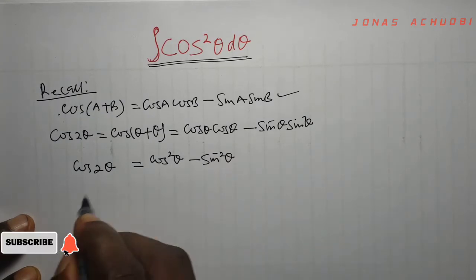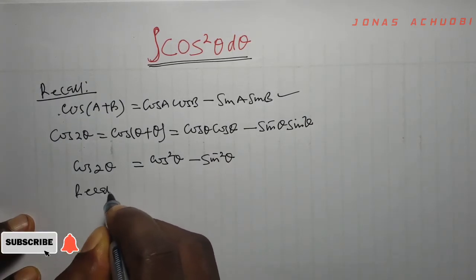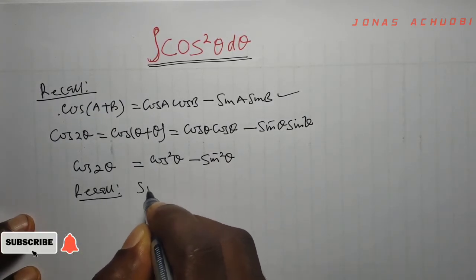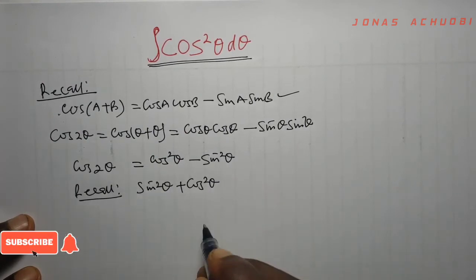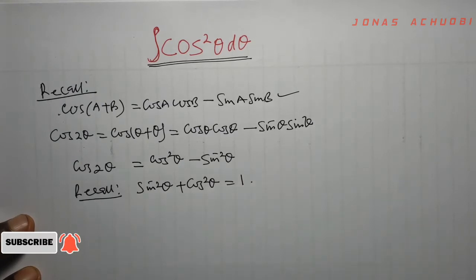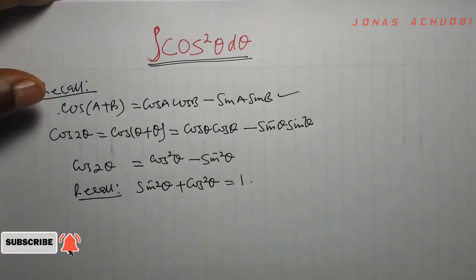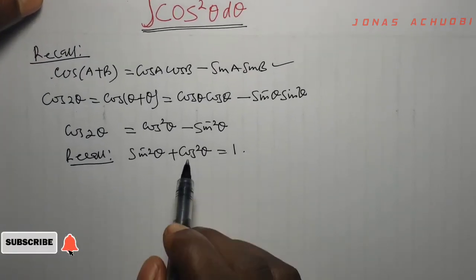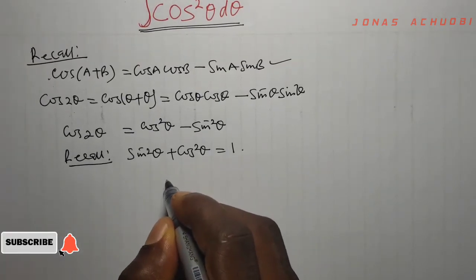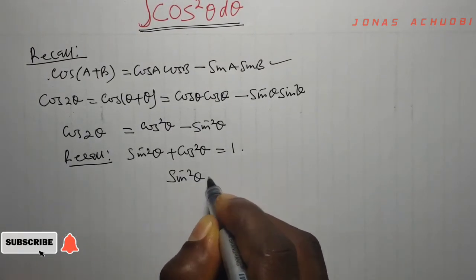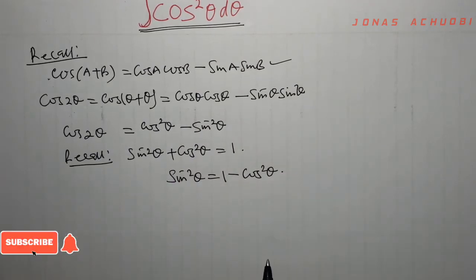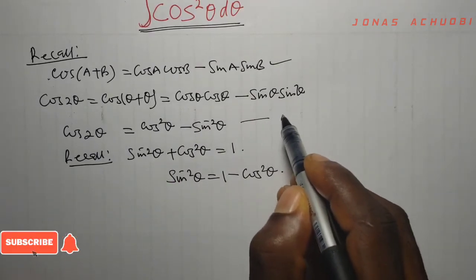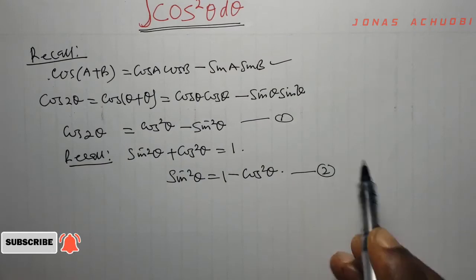Now, recall again that sin squared theta plus cos squared theta is equal to 1. So if we make sin squared theta the subject of formula here, we get that sin squared theta is equal to 1 minus cos squared theta. So we call this equation 1 and call this one equation 2.